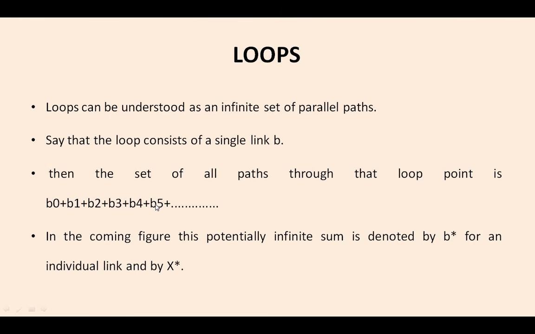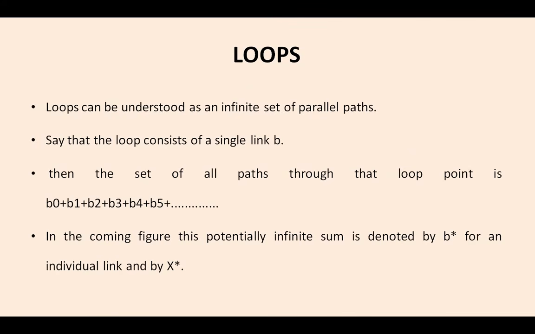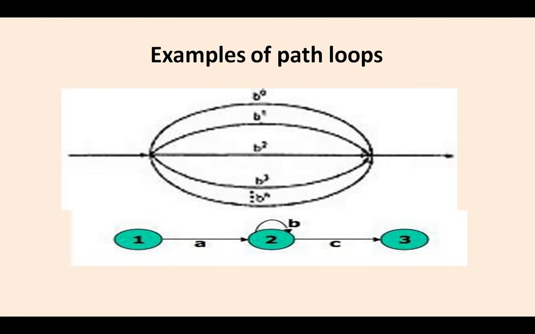We have already said that the or symbol used between the paths can be represented as the plus symbol. Similarly, a b c. This b can be repeated multiple number of times. So these are the examples of paths, loops, path products and path sums. This is the best example of a path loop, where b0, b1, b2, b3 up to bn are multiple number of paths. They can be represented like this.